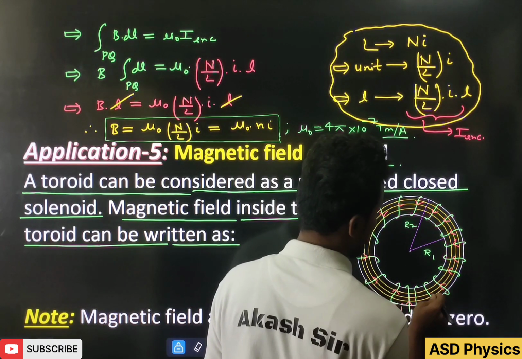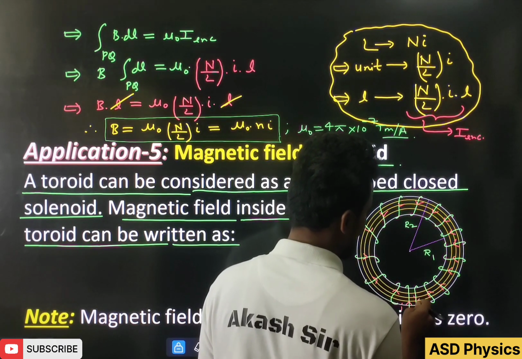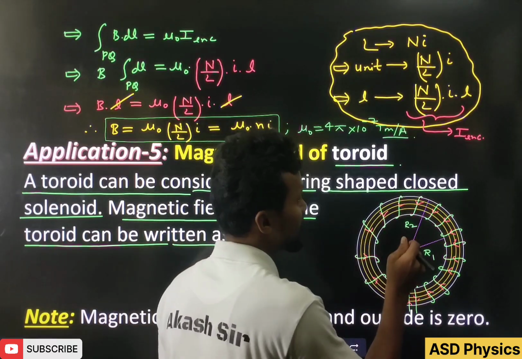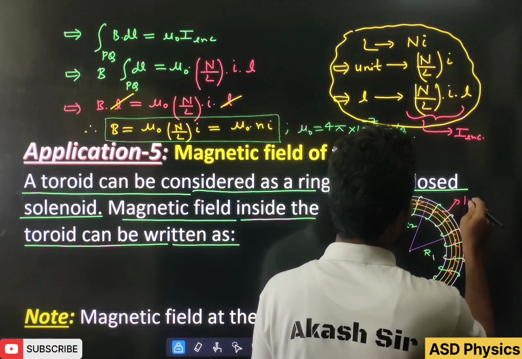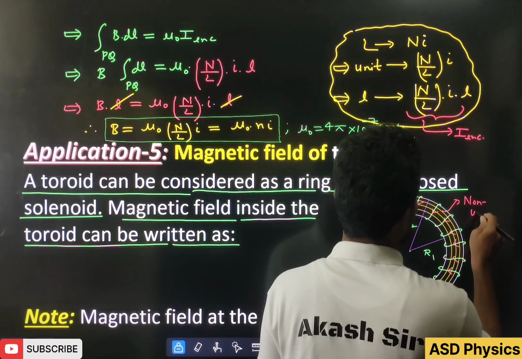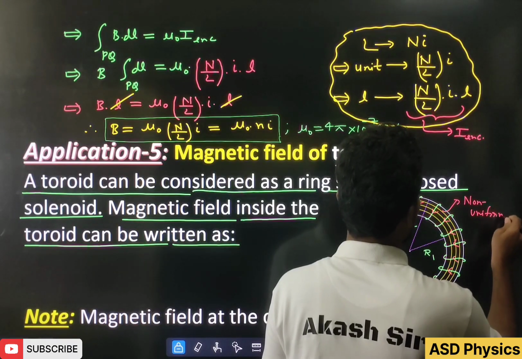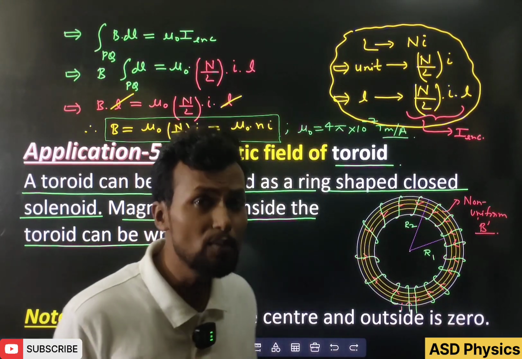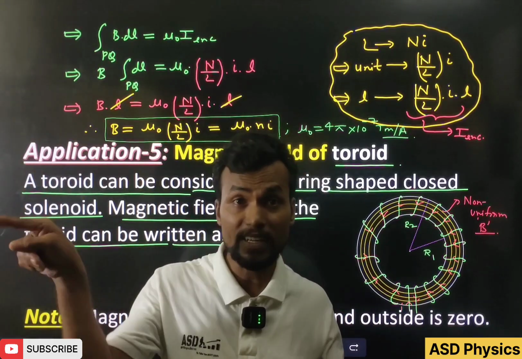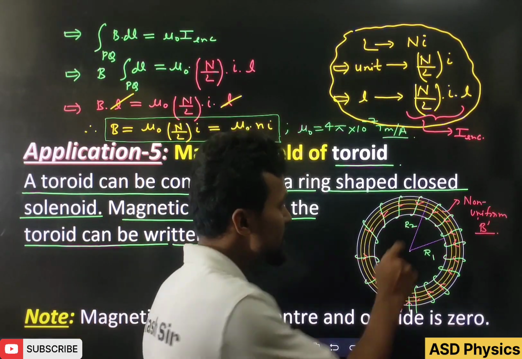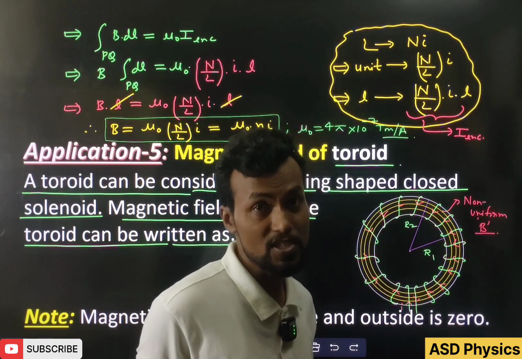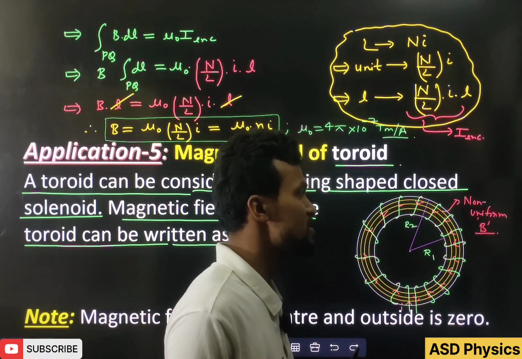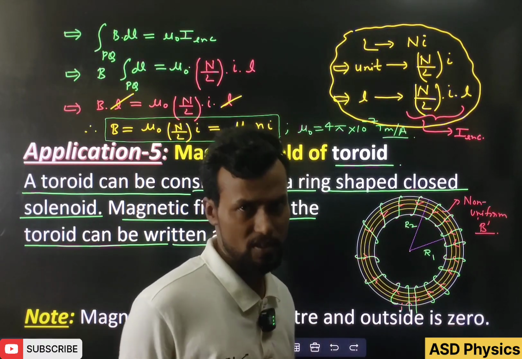Because of this current, what magnetic field will exist? Remember that here the concentric magnetic field is there and this magnetic field is non-uniform. Why non-uniform? Because uniform magnetic field means it should be a straight line and equidistant. Maybe here the magnetic field is equidistant, but this is not a straight line. That's why the non-uniform magnetic field is there, because of the direction consideration.